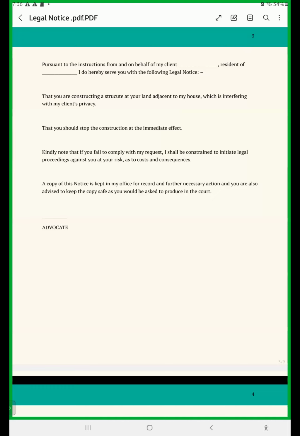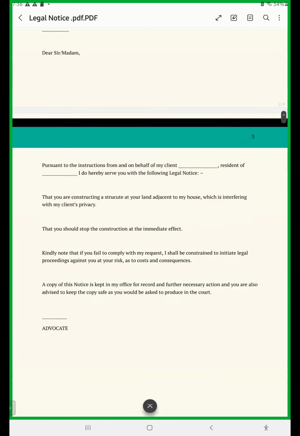And again at the left side, most of the time in such types of notices, they don't write yours faithfully and all. Directly the name of the advocate, stamp if there is one, and signature are given over here. This is how the second format works.